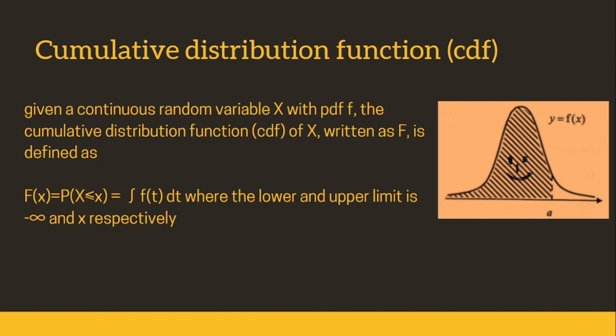So the next part is the cumulative distribution function. Given a continuous random variable x with pdf f, the cumulative distribution function, CDF, of x, written as capital F, is defined as the probability that x is less than or equal to a specific value of x. In other words, the integral of f(t), where the lower and upper limit is minus infinity and x respectively. So you can see that if you want to find F(a), it's basically this entire area up until a.